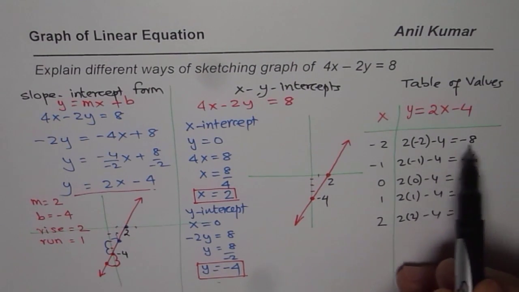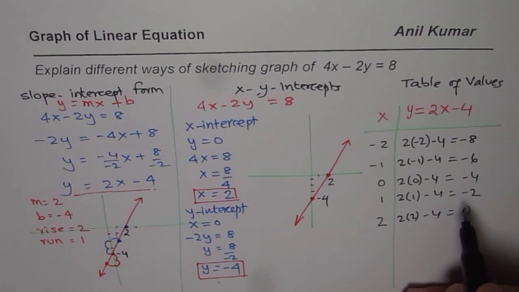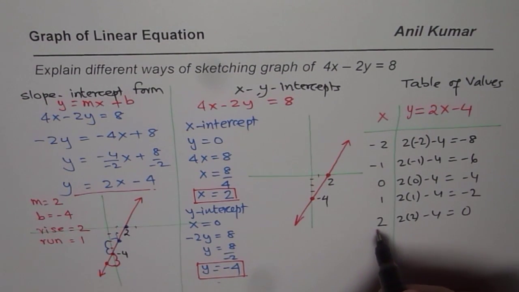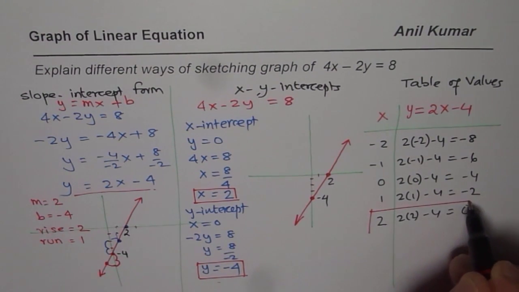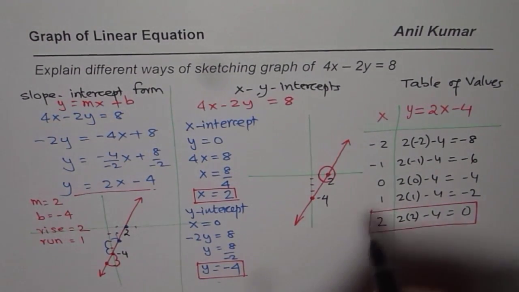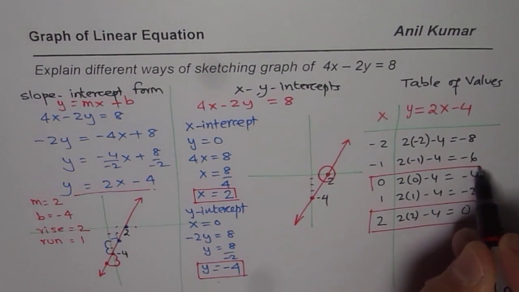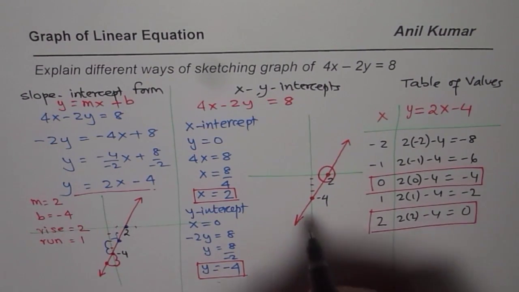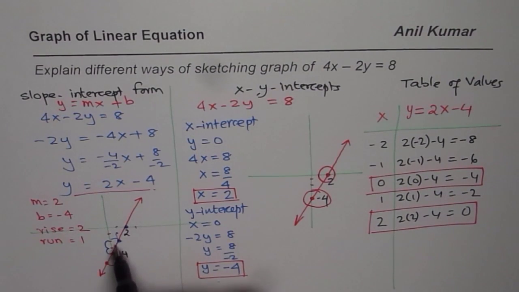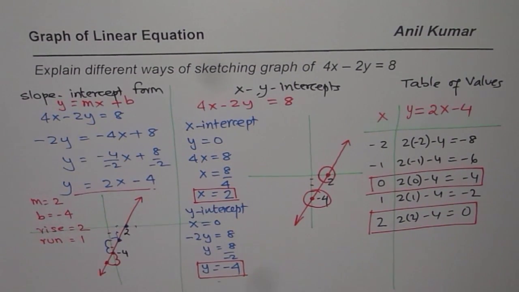So if I have to plot these points, let me use the same graph. At x equals 2, the y value is 0, right? So this is this value, correct? At x equals 0, y is minus 4, so that is this value. Do you get the idea? The other points are in between, as we found. Do you get the idea, right?